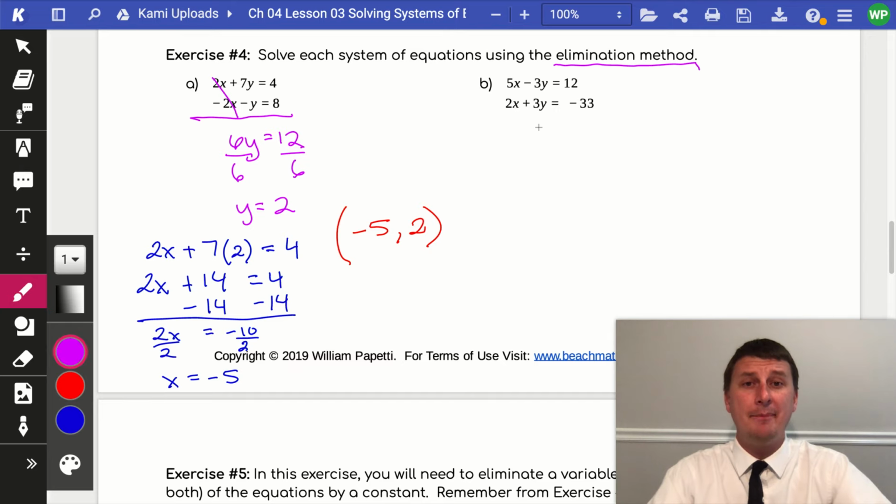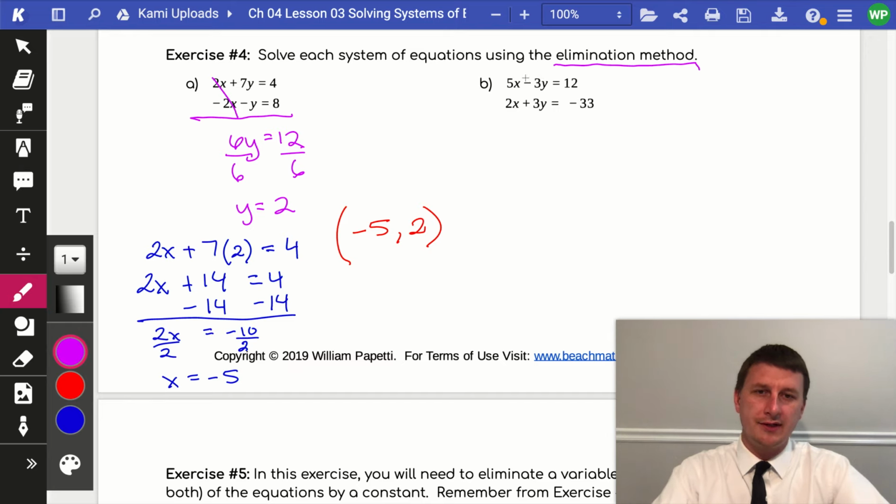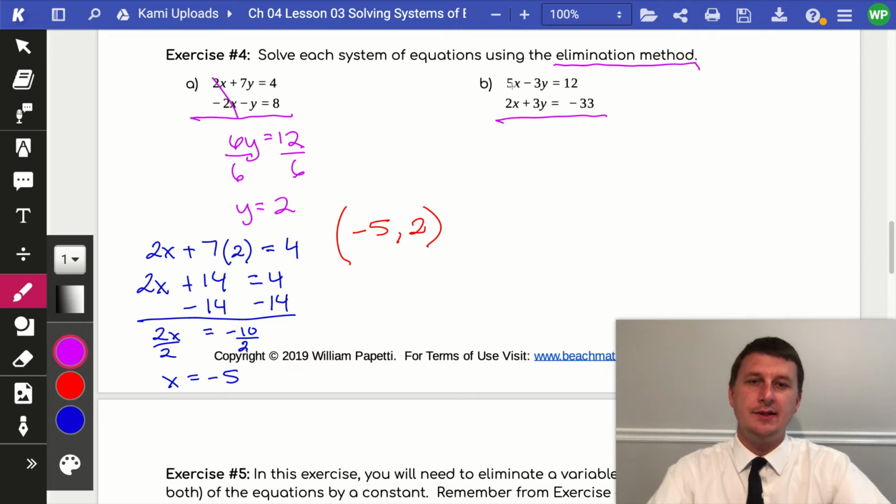Again, we're looking for opposite coefficients. So the coefficient of x here is 5, and this says 2. 5 and 2 are not opposites. 5 and negative 5 are opposites, but not 5 and 2. The coefficient here is negative 3, and the coefficient of y over here is positive 3. There we go. Those are two opposite values. So now that we have those two opposite values, we are okay to add these two equations together. So let's go ahead and add these equations together.